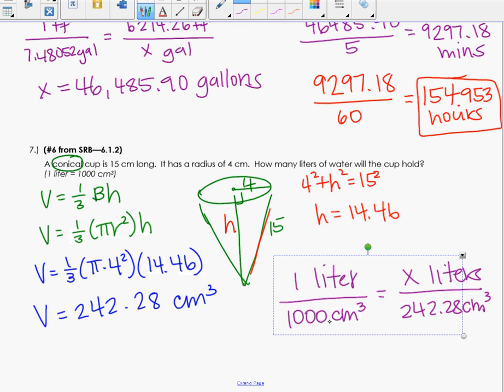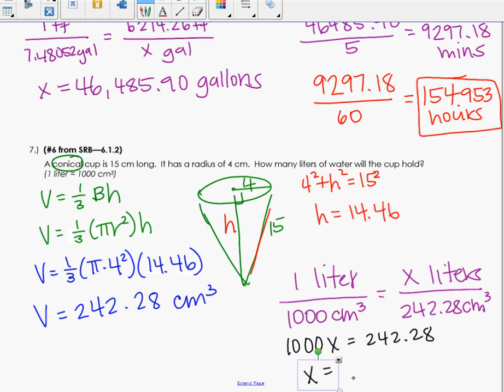And if I look at this just for peace of mind and a good check, if 1 liter is 1,000 centimeters cubed, and I'm dealing with 242.28 centimeters cubed, I better hope that this x is smaller than 1, since my cubic centimeters over here are smaller than 1,000. So when you cross multiply, you end up getting 1,000x equals 242.28. Divide both sides by 1,000 and you get 0.24, and that's your liters.